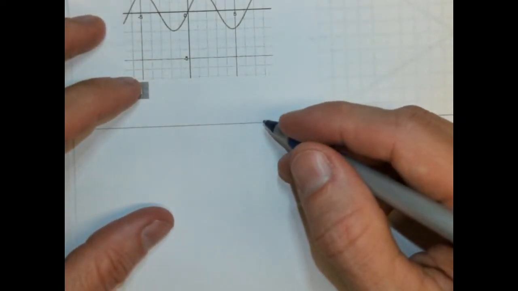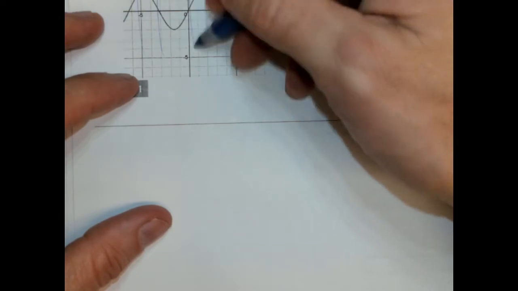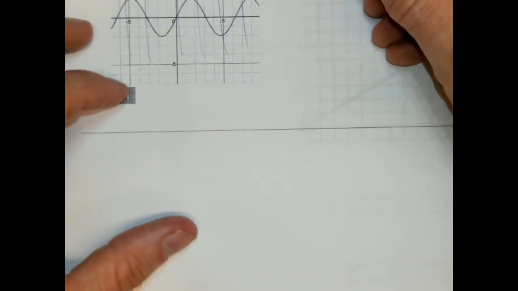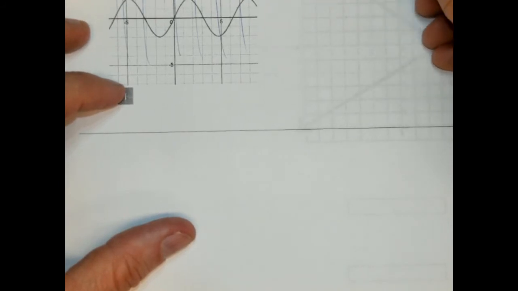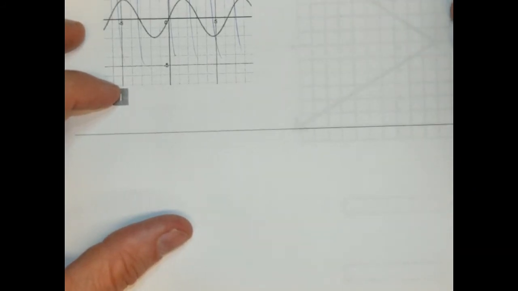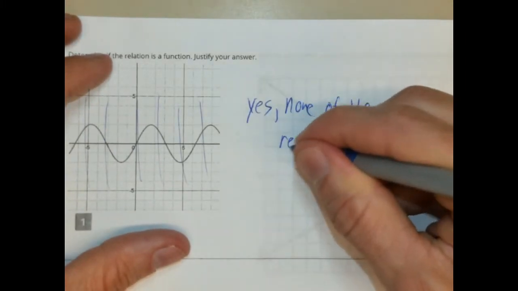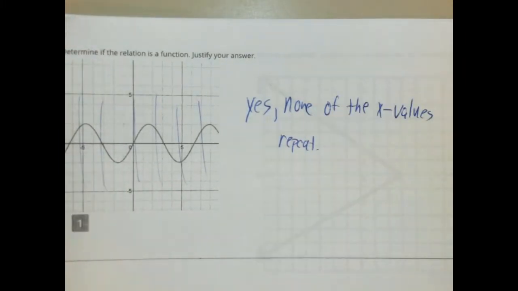Okay. Number 11, is this a function? Yeah, it's a function. It's going to pass all the vertical line tests, right? Yes. None of the x values repeat. Oops, I'm off camera. Sorry about that. It also passes the vertical line test.